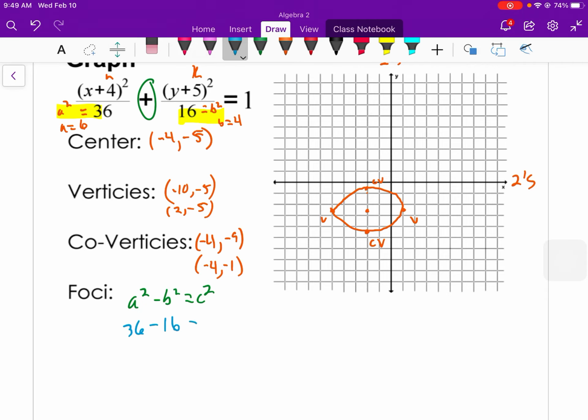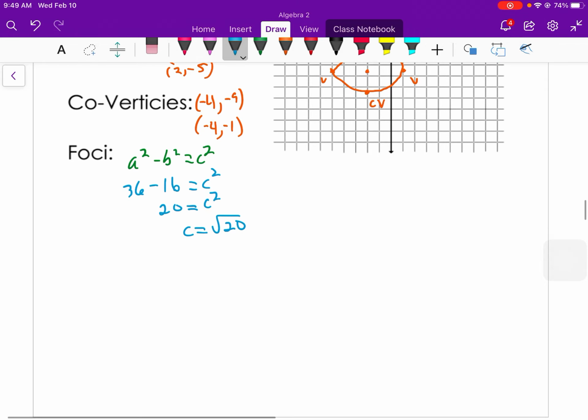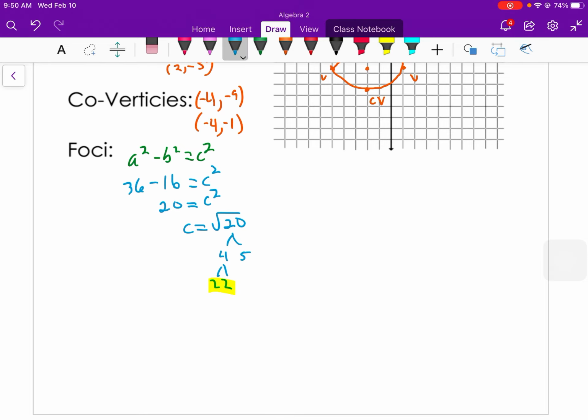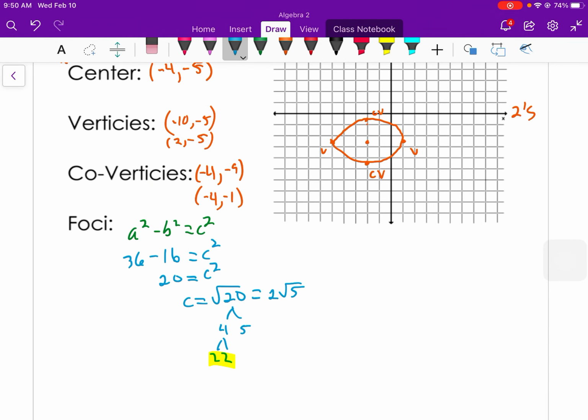So then we get 36 minus 16 equals c squared. So then we have 20 equals c squared. So c equals square root of 20. Let's see if we can factor that to break it down. So then we have 4 times 5, and we have 2 times 2. So we have 2 factors of 2, so we can pull that out. So then we have 2 square root of 5.